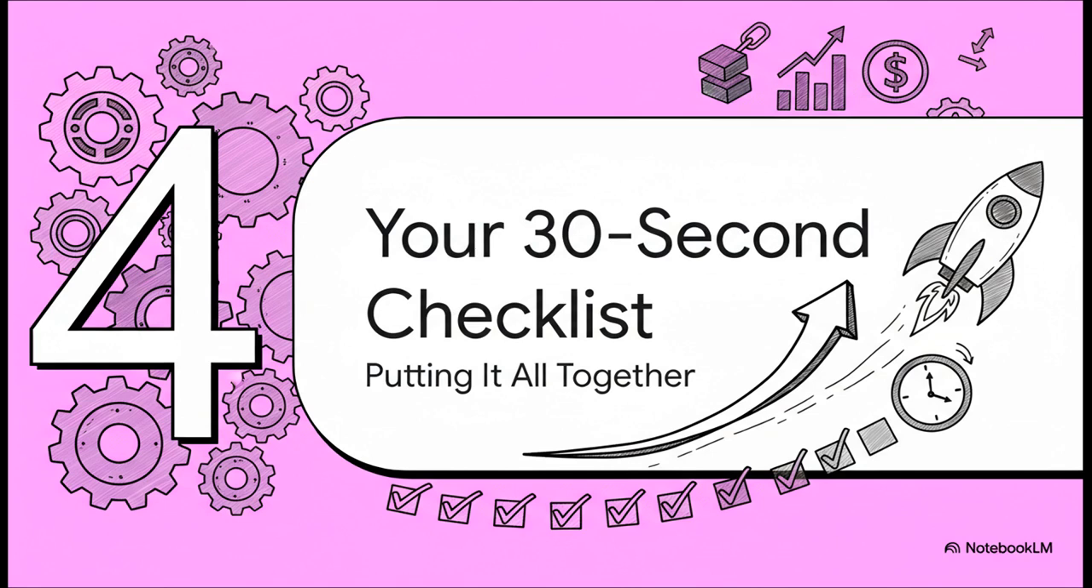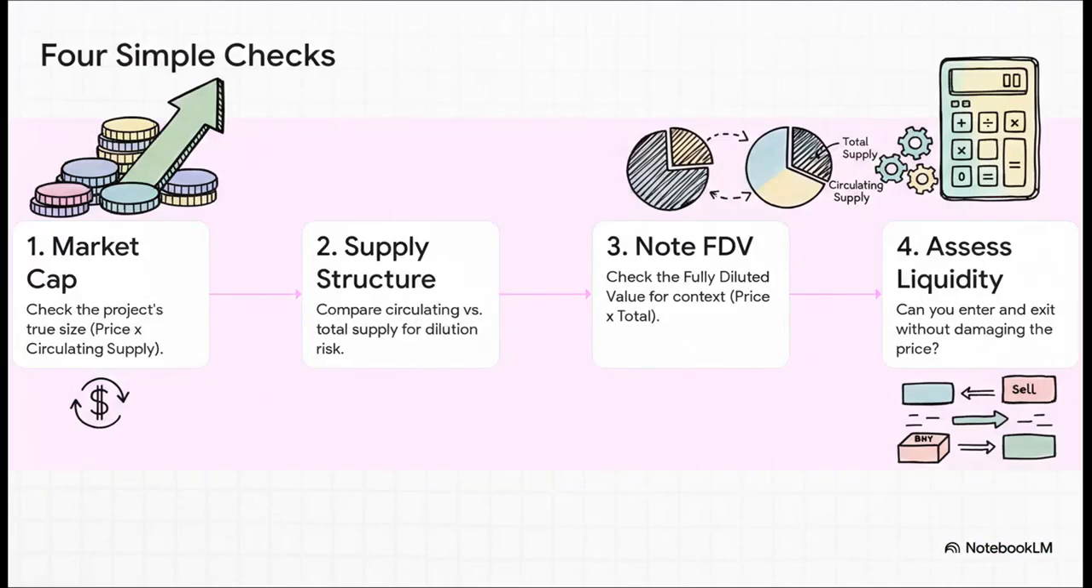Okay, I know that was a lot to take in, but the good news is we can boil all of this down into a super simple, actionable checklist you can literally run through in 30 seconds. Here it is, your 4-step mental checklist. 1. Check the market cap to get the true size. 2. Compare circulating versus total supply to look for future dilution. 3. Glance at the FDV for that future context. And 4. Get a feel for the liquidity to see if you can even trade it properly. That's it. This simple process will help you dodge a huge percentage of the most common beginner mistakes.